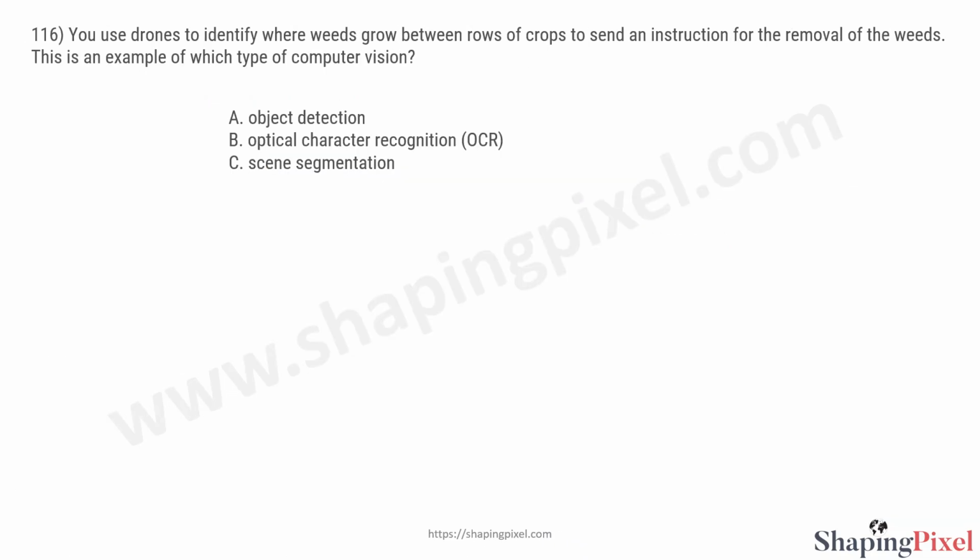Question number 116. Use drones to identify where weeds grow between rows of crops to send instructions for the removal of the weeds. This is an example of which type of computer vision? And we have the following three options: object detection, optical character recognition, scene segmentation. So the right option here is option A, object detection.